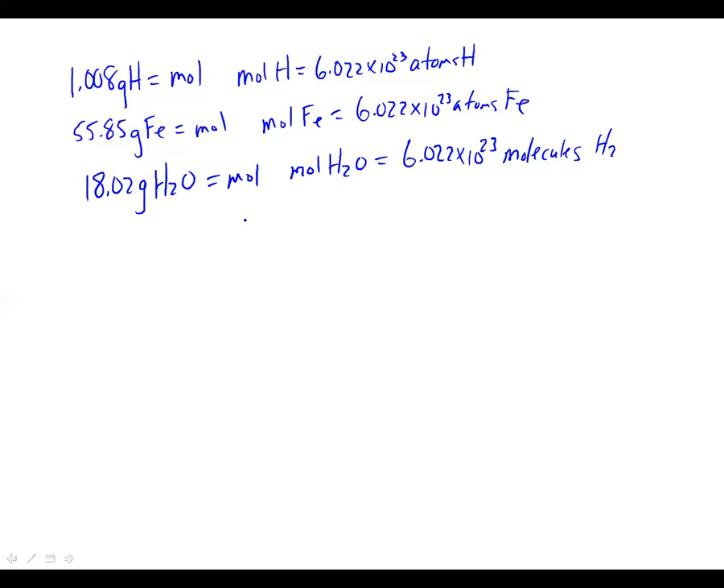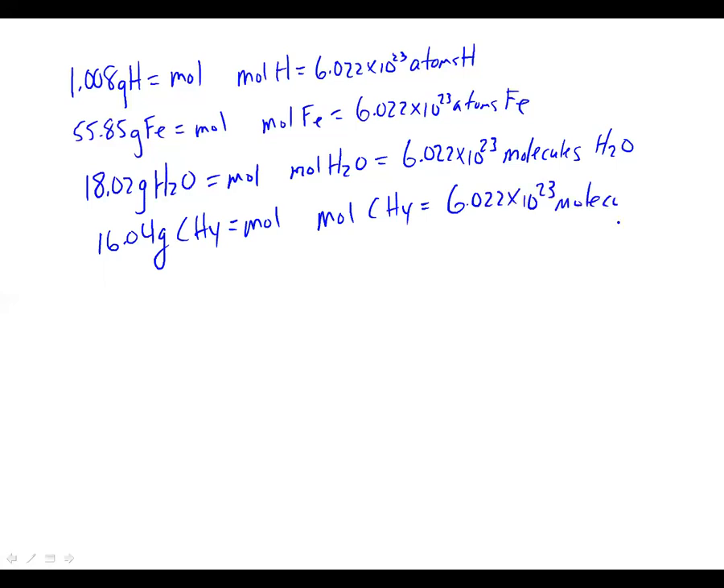And same thing with our CH4, which I think is 16.04 off the top of my head. Grams of CH4 equals a mole. And again, if we had a mole of CH4, it would equal 6.022 times 10 to the 23 molecules of CH4. So again, they're all Avogadro's number on this side. We just have different units that are associated with Avogadro's number based on the application that we're doing. Any questions on that?